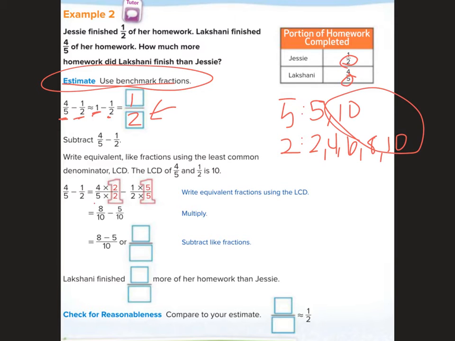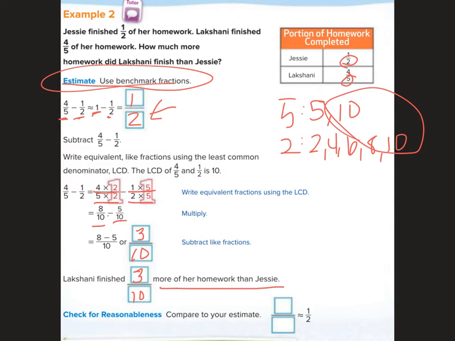You can see here I'm going to multiply 5 by 2 and 4 by 2 to get 8 tenths, and 2 by 5 and 1 by 5 to get 5 tenths. 8 tenths minus 5 tenths. I just do 8 minus 5, which is 3 tenths. The 10 does not change. Notice that, please. So Lakshmi finished 3 tenths more of her homework than Jessie.